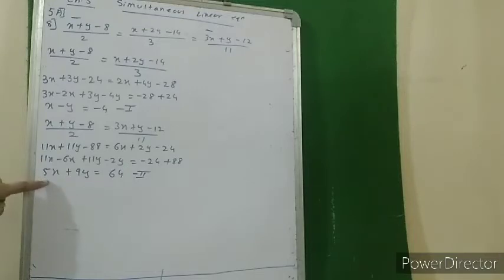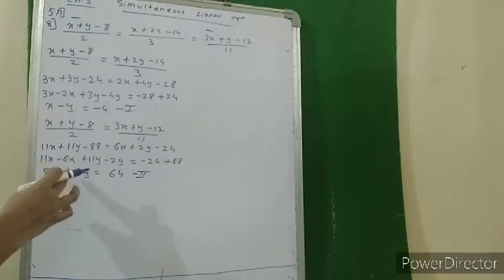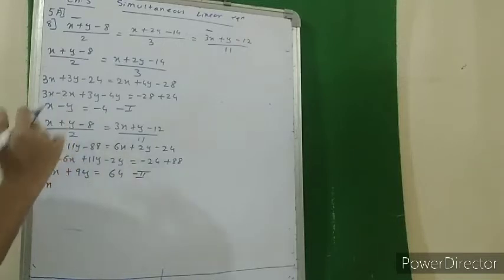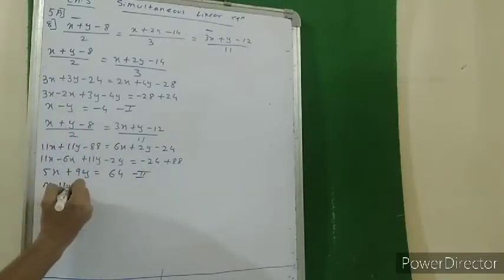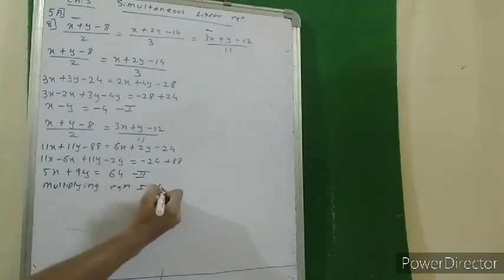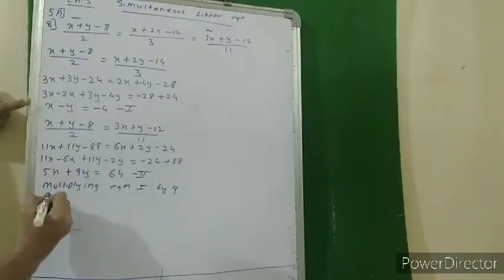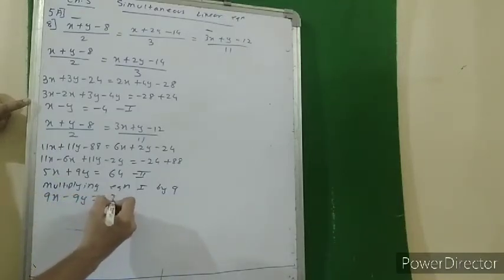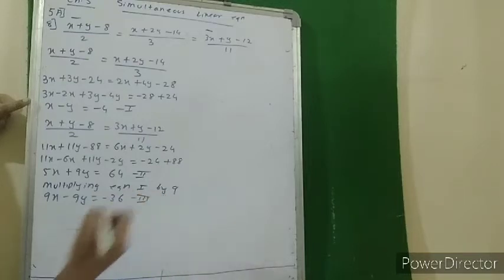Okay, so we have 5 over here. Can I bring 5? Or I can also multiply by 9, whichever is easy. I think I will multiply by 9, so that plus and minus give me addition. Why am I multiplying by 9? Because with y it is 9 over here, so I will also get 9 over here. Multiplying equation 1 by 9, I will have 9x minus 9y is equal to minus 36. Equation number 3.